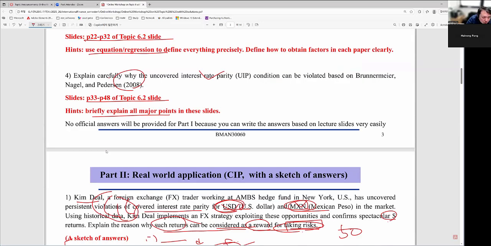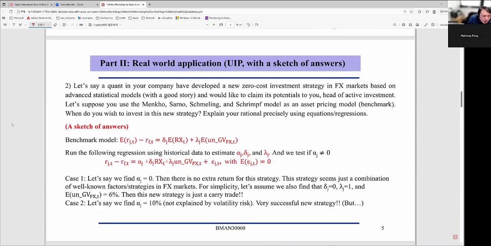So let's talk about more important questions in part two. Again, you can expect to see something like this in the actual exam. Let's say a quant in your company has developed a new zero-cost investment strategy. So you invest in something by shorting something else, self-financing, like a high-minus-low strategy. This is a strategy in the FX market based on a statistical model with a good story, and the quant would like to claim its potential and say we need to implement this strategy.